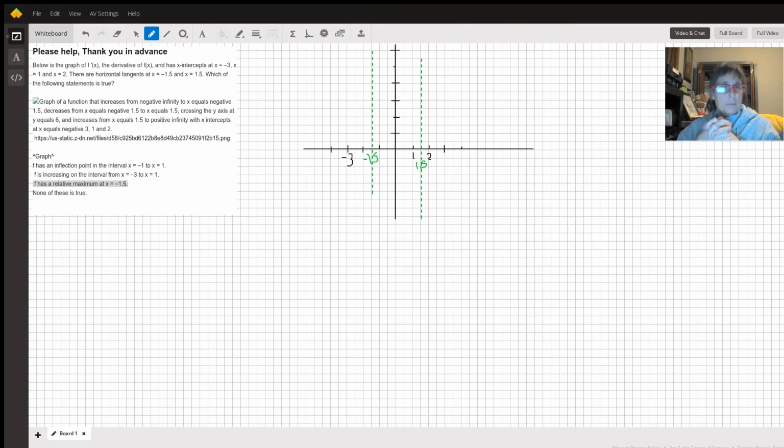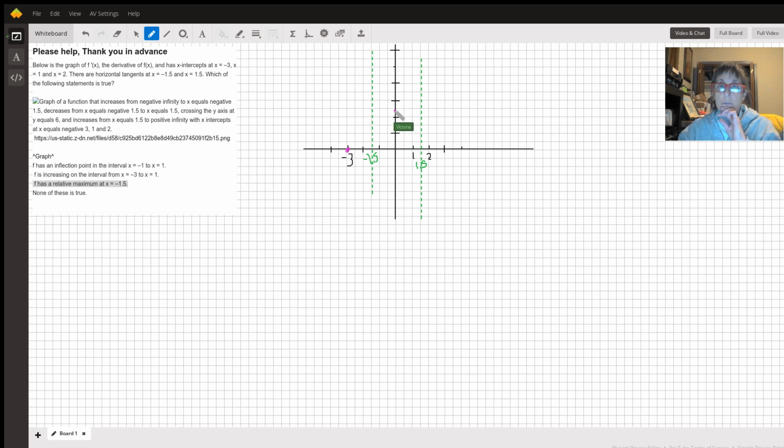Okay, so we're going to talk about what is true about an original function f given the graph of its derivative. I couldn't get to this picture, so I'm going to use this description to try to draw it. It comes from minus infinity. It's increasing from x is negative infinity to x is negative 1.5, so it's coming up and crossing the x-axis at -3.